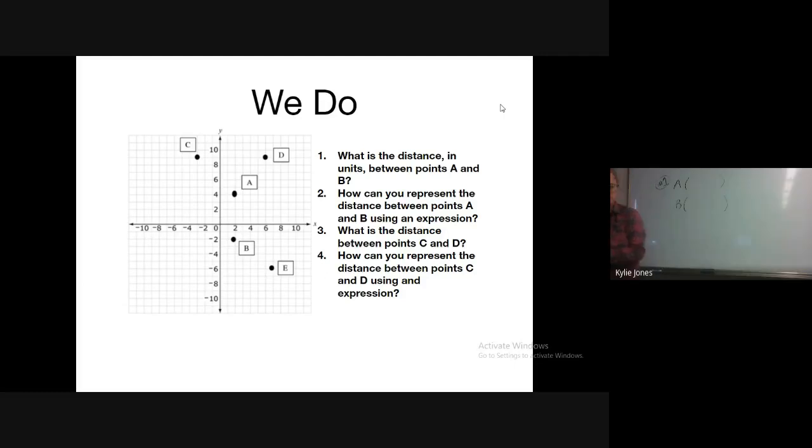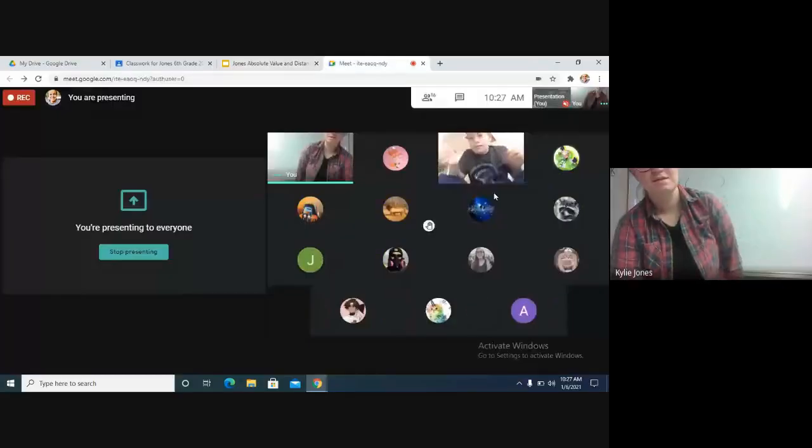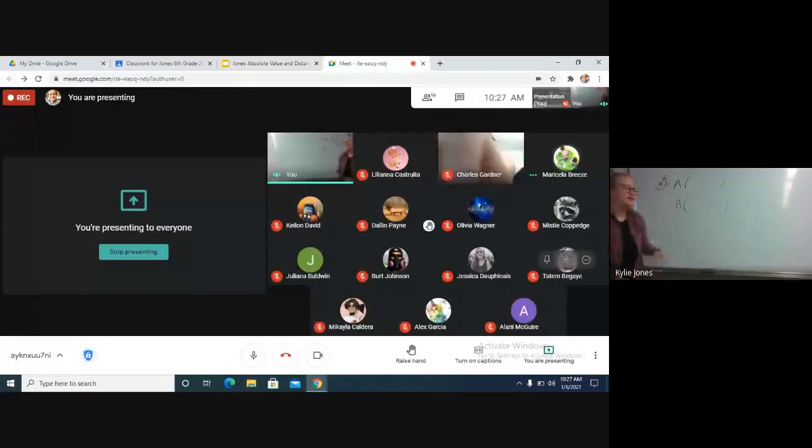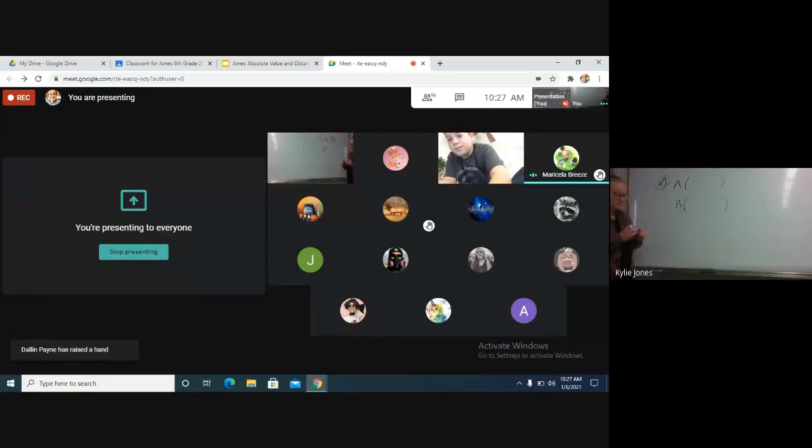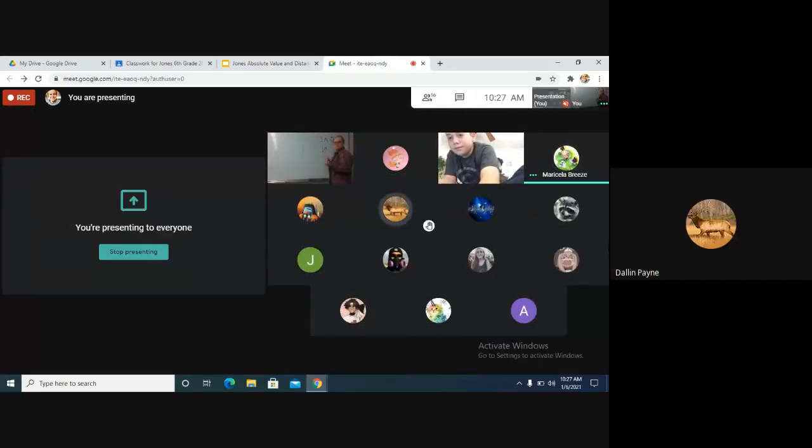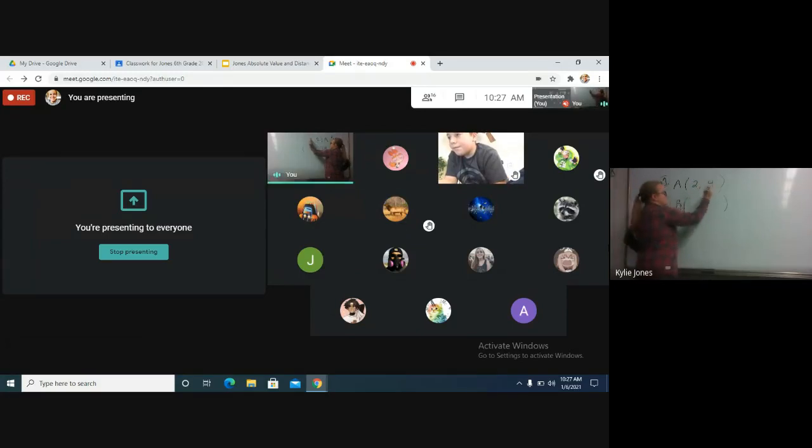Okay. Let's go ahead and go over this. First, we're going to do the absolute value way of solving this. So we need to figure out what our ordered pairs are first. So let's see, one person, maybe use the raise your hand feature. Okay, Dallin, what is point A? You go to 2 and then 4 up. Over 2, up 4. Okay.